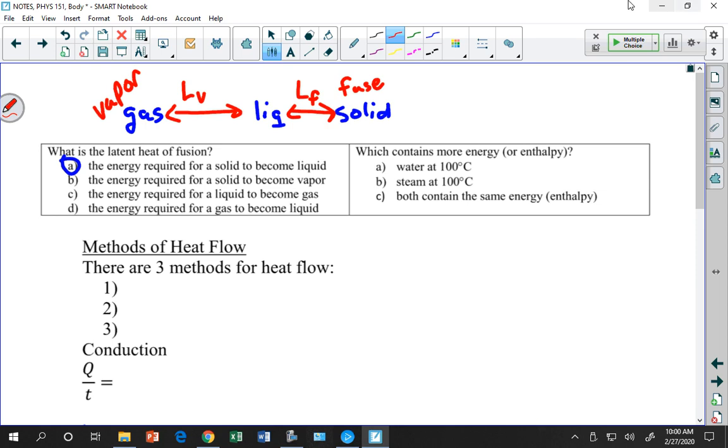Which contains more energy? I had enthalpy here, but don't worry about that. I think your book talks about enthalpy, but I won't really use that word. But which contains more energy? Water at 100 degrees, steam at 100 degrees, or do both contain the same energy?